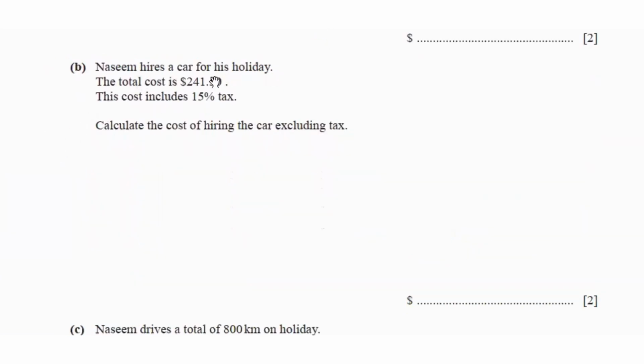Then it says that Naseem hires a car for his holiday. The total cost is $241.50. This cost includes a 15% tax. Calculate the cost of hiring the car, including the tax. The total cost is given as 241.5. This equals X, which is the cost of hiring the car, plus 15% of X, which is your tax.